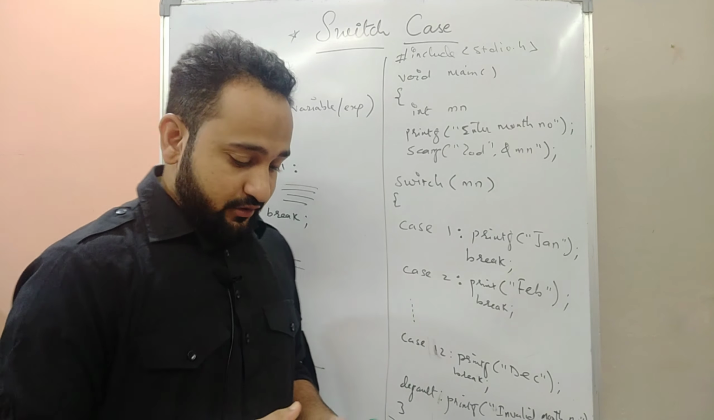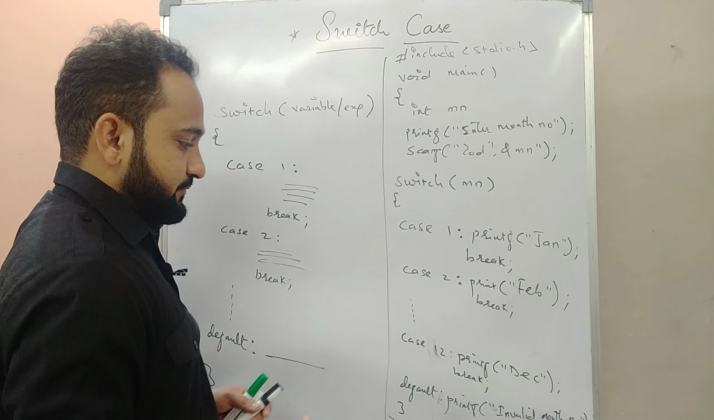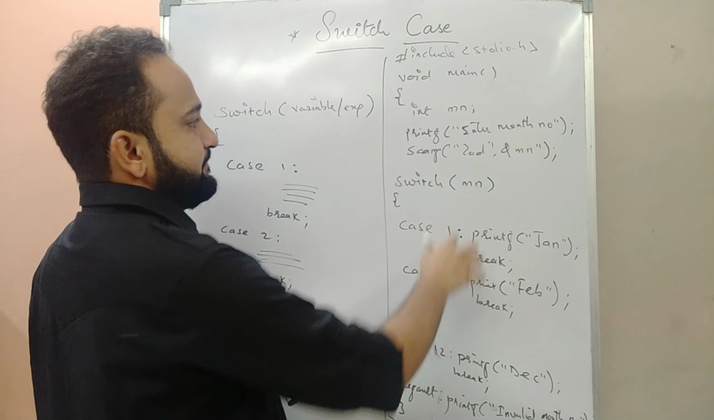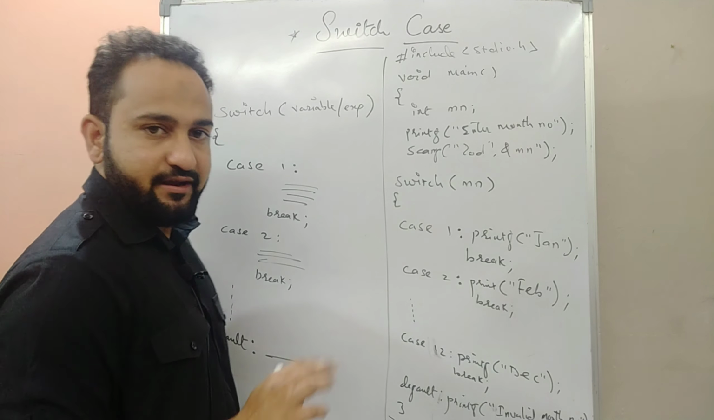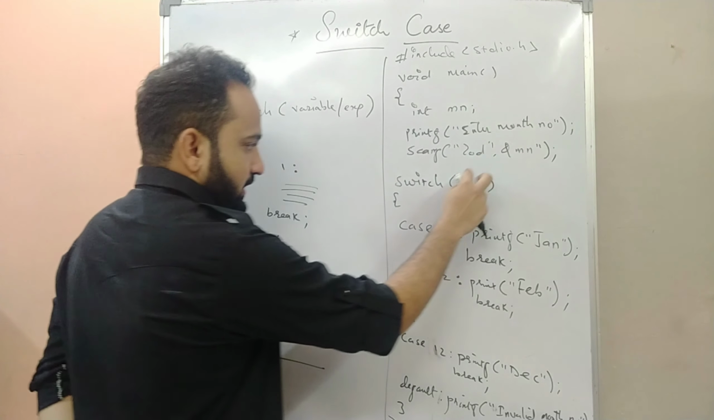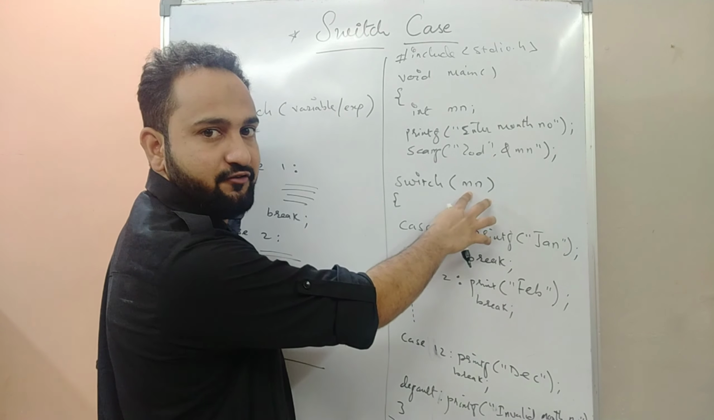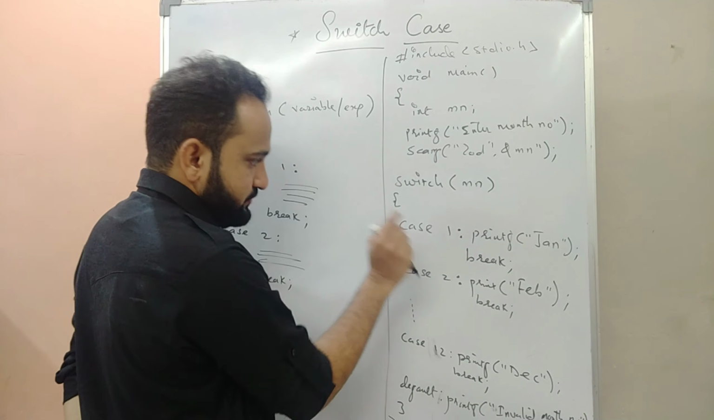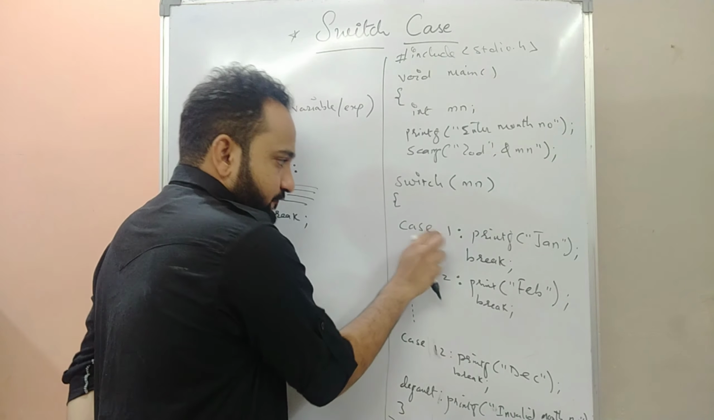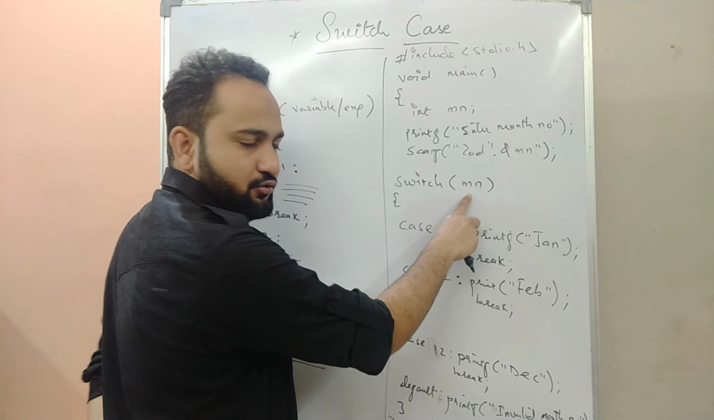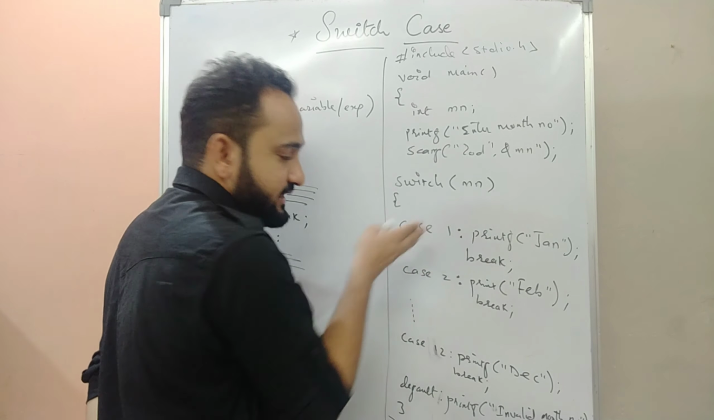Okay, let me quickly dry run this. I'll be taking the month number from the user, nothing else is required. For example, the month number entered by the user is 2. To switch, what are we passing? 2 we are passing. The value of mn in this case is 2. It will check for case 1. Is 1 equal to 2? No, it won't go inside case 1.